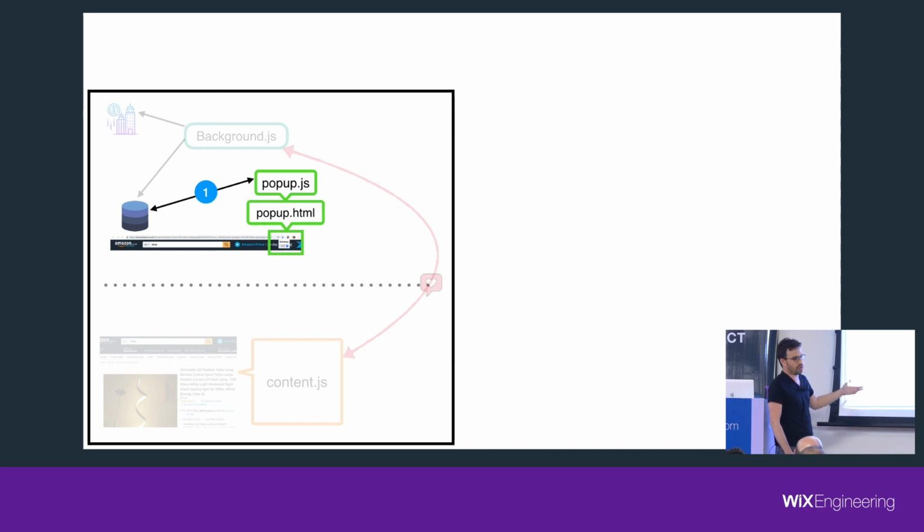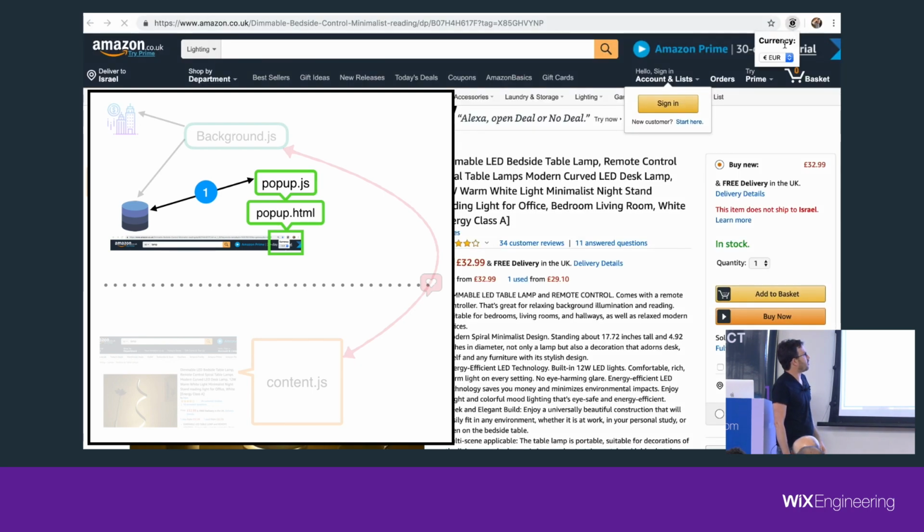So the first thing was syncing between the local storage and the pop-up that you see. When we load the pop-up, we take the value from the local storage. And once we change the value, it's saved back to the local storage.